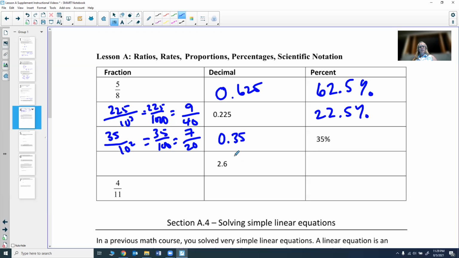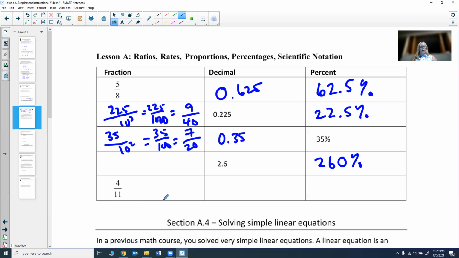The next one is the number 2.6. Again, I'll do the percent first. I'm going to move the decimal place 2 places to the right. So it gives me 260%. One thing I do want to point out about this is that you can get percentages that are above 100%. It's not normally what we see, but it can happen. So don't discredit it just because it does.